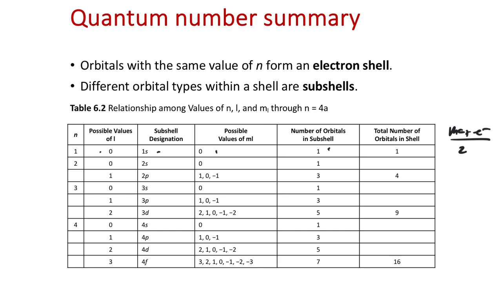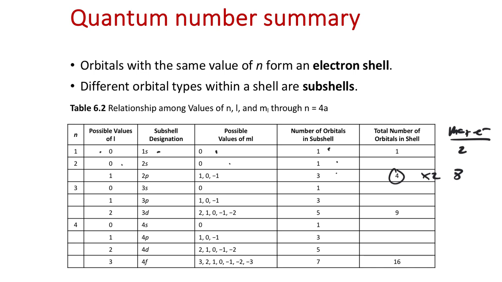And then when we go to n equals 2, we have our 2s for l equals 0 and our 2p for l equals 1. The range of m sub l is 0 for the s, and then minus 1, 0, 1 for the l of 1. So we have 1 versus 3 orbitals. That's 4 total within the shell, times 2 each is 8 electrons max within the n equals 2 shell.